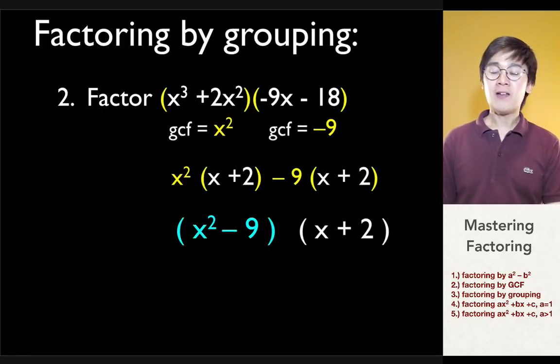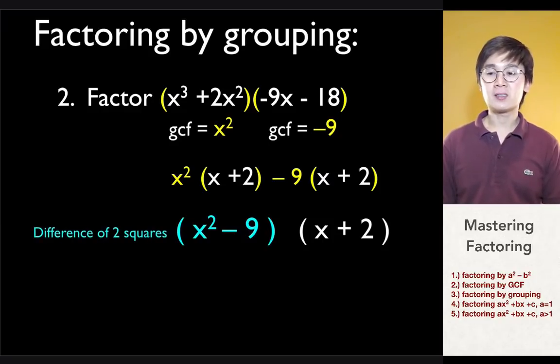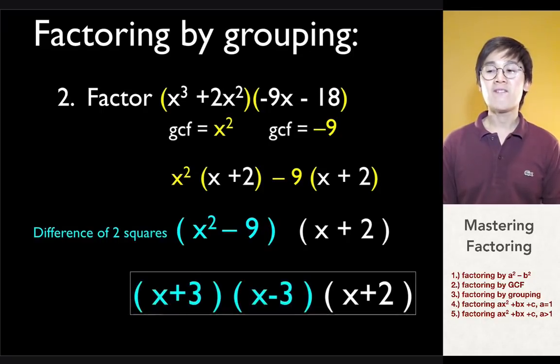However, we notice that the first term, x squared minus 9, can still be factored. We can factor this using the difference of two squares. So to completely factor our polynomial, we'll use another factoring technique to further simplify it. So x squared minus 9 is simply x plus 3 and x minus 3. So the complete factored form of our polynomial is x plus 3 times x minus 3 times x plus 2.